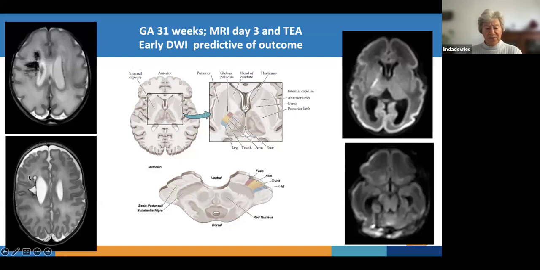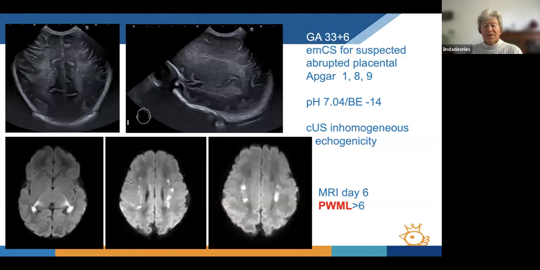And this is at term equivalent age, the cystic evolution, and the child on another level also had asymmetry of myelination. So here it can also definitely be very helpful to have an early MRI. So what about the echogenicity? Well, I think here again, it is helpful.